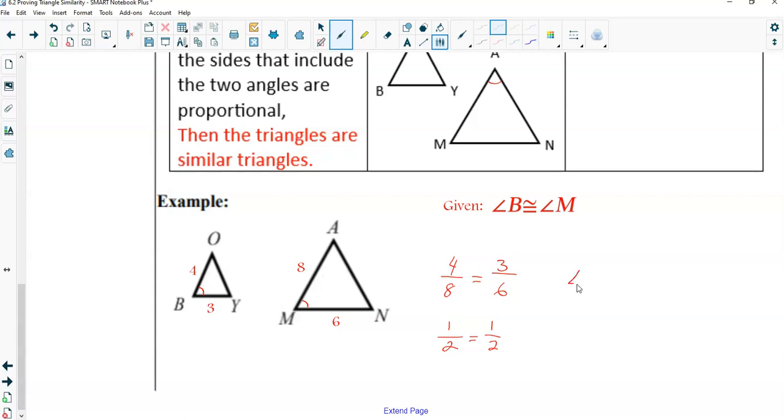Then I could say that triangle BOY is similar to triangle MAN. Boy and man, they're similar, see? That's basically our second similarity theorem.